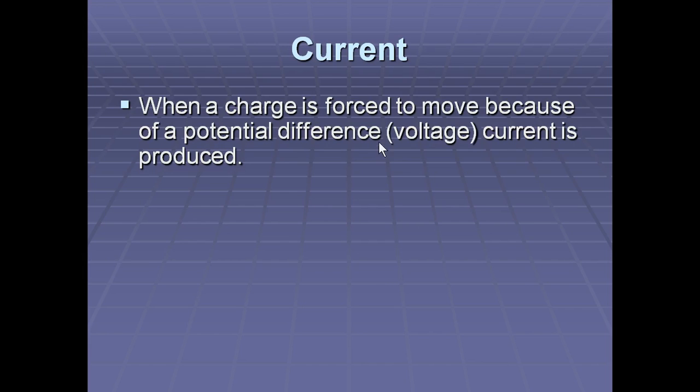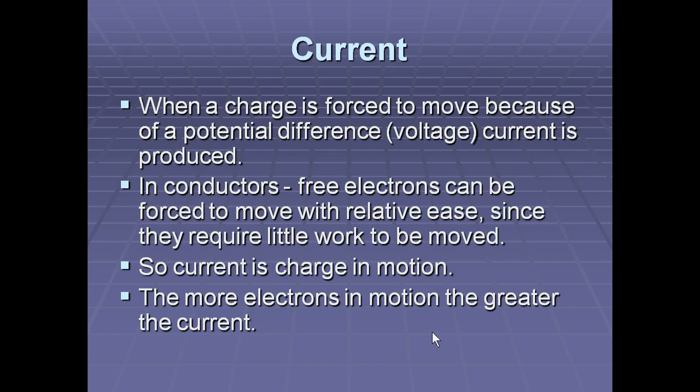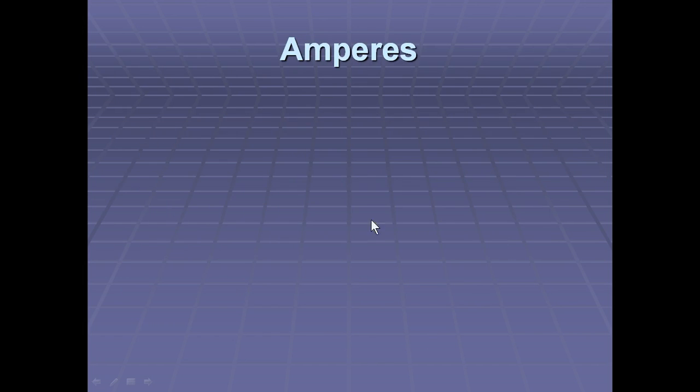Then comes the current. When a charge is forced to move because of a potential difference, that is the voltage, current is produced. So in conductors, free electrons can be forced to move with relative ease since they require little work to be moved. So current is charge which is in motion. The more electrons in motion, the greater the current.